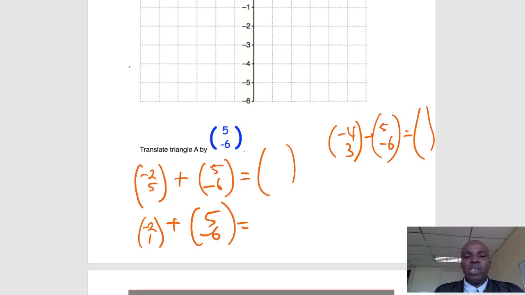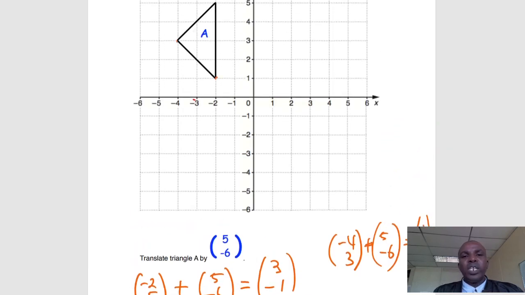Right, we add the corresponding values. I'm sure you've done vectors. If not, there is a video that I've put on YouTube on vectors. -2 plus 5 is 3. 5 plus -6 is -1. Then -2 plus 5 is 3. 1 plus -6 is -5. Then -4 plus 5 is 1. 3 plus -6 is -3.